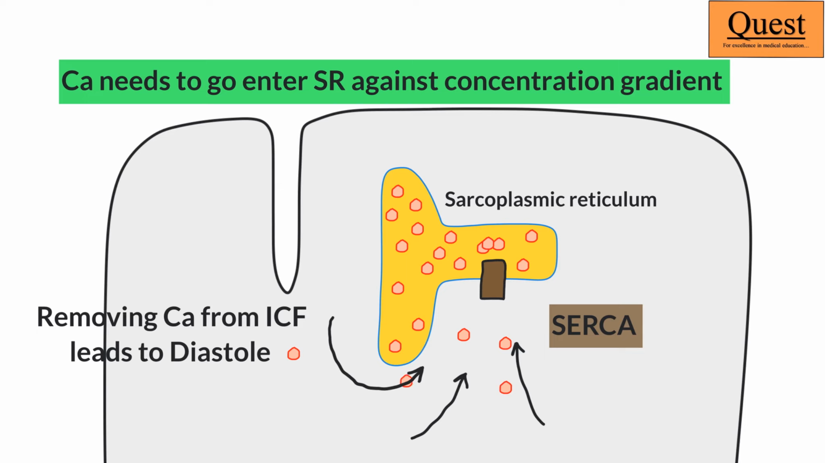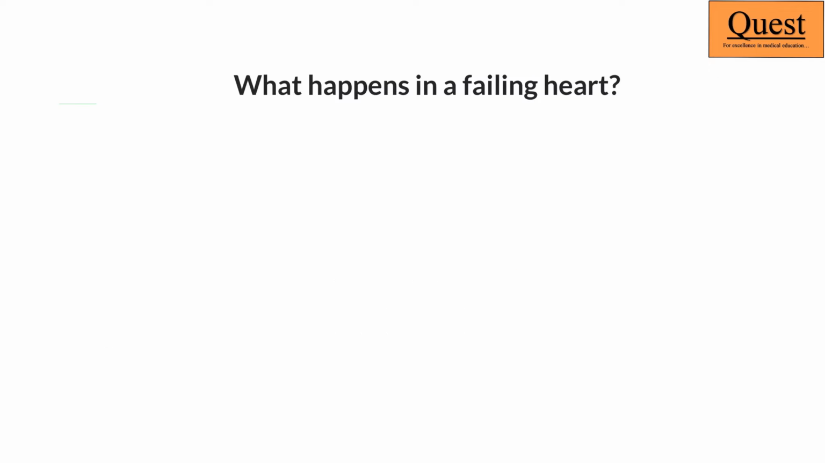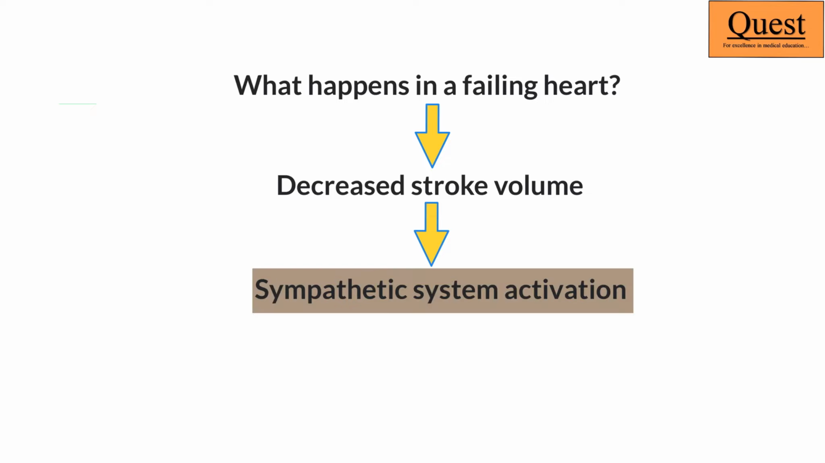Now, let's understand how these physiologic features would change when the heart begins to fail. As the heart fails, its stroke volume will fall. As the stroke volume falls, that would stimulate the sympathetic system. We know that sympathetic system can increase heart's contractility. But what consequences would the sympathetic system have at the cellular level? Role of sympathetic system is time dependent.